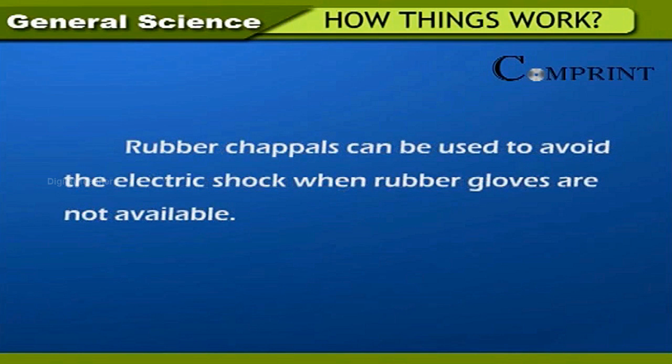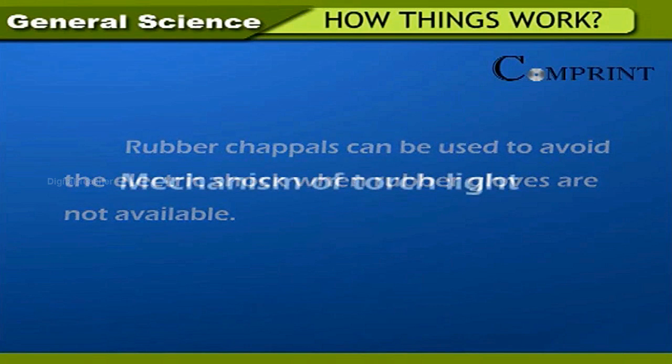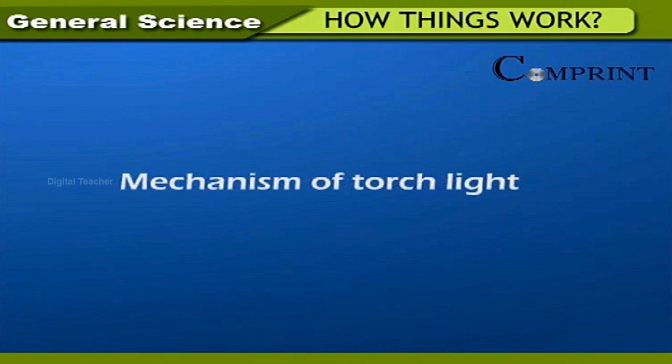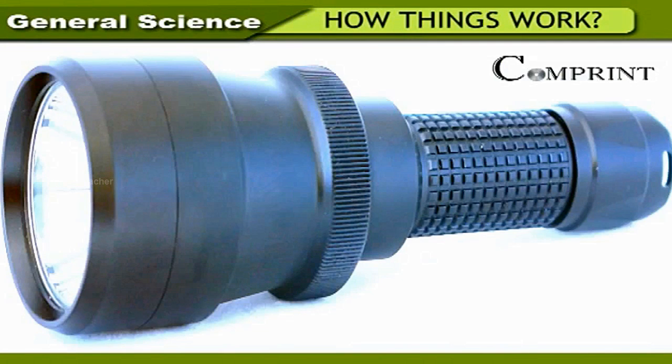Rubber chappals can be used to avoid electric shock when rubber gloves are not available. Mechanism of torchlight. Torchlight is used to emit light in the darkness. Batteries, bulb, and switch are the parts of a torchlight. There is a hollow cylindrical barrel in the torchlight. A lid with a screw can be opened and 2 or 3 batteries can be placed in it.